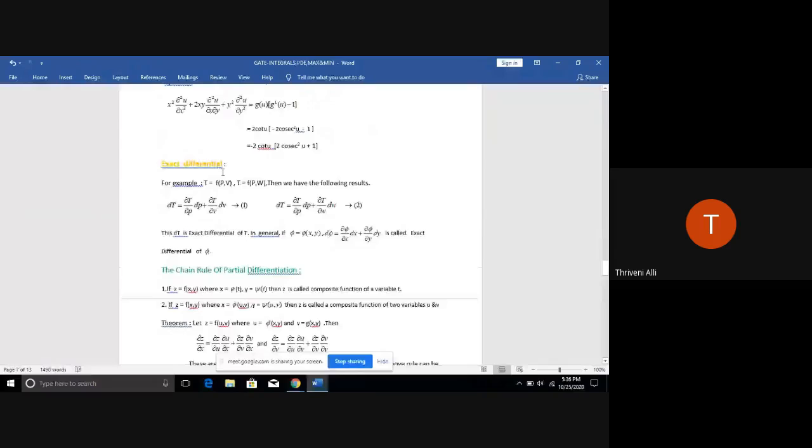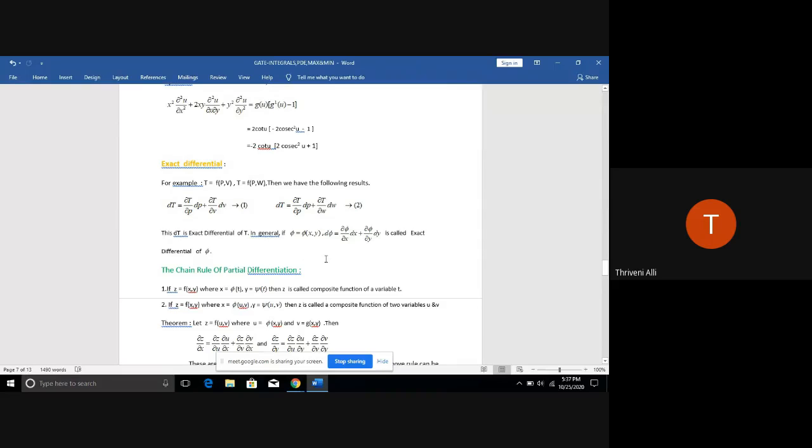Next, in this PDE, there is also an x differential. For example, capital T is a function of p and v, and also capital T is a function of p and w. Okay, then we have the following results. For the first function, we write dT equal to ∂T/∂p dp plus ∂T/∂v dv. And for the second function, dT is equal to ∂T/∂p dp plus ∂T/∂w dw. This is equation 2. So dT is an exact differential of T.